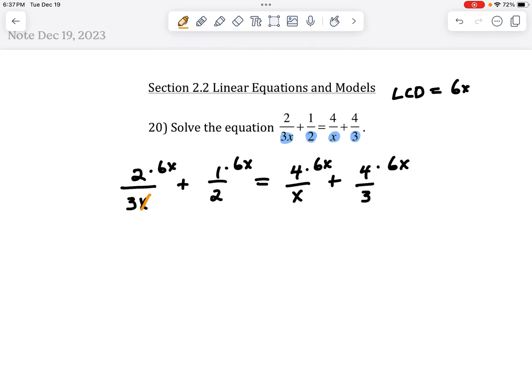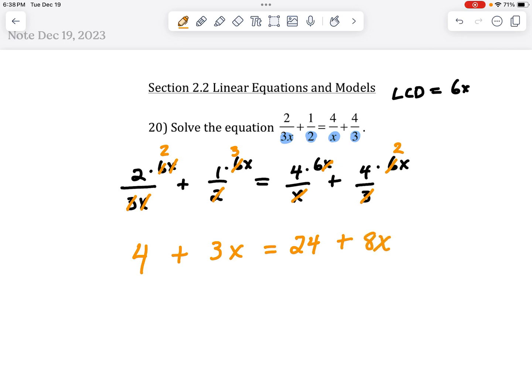So for one, an x will cancel an x, and a 3 will divide into a 6 2 times. So that means we're going to have just a 4 left over. Plus, a 2 will divide into a 6 3 times, so that's going to leave 3 times x. Moving to the right side, the x will cancel the x, and 4 times 6 is 24. I know that from Miss Alves' class in 3rd grade. I still remember it. Next up, 3 divides into 6 2 times. And so that leaves 4 times 2, so that leaves 8x.